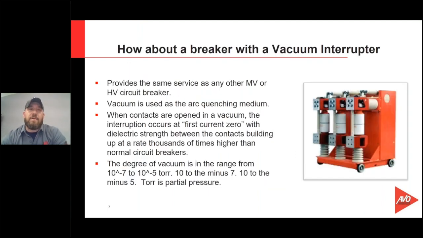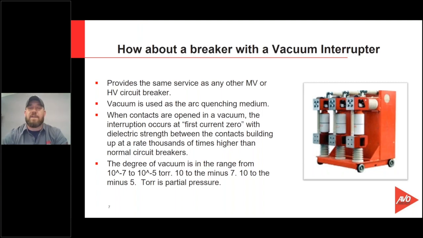How about a breaker with a vacuum interrupter? So this type of vacuum breaker, of course, let's talk about mediums first. We'll get into that in just a second, but it provides the same service as any other medium voltage or high voltage circuit breaker. The vacuum is used as the arc quenching medium. So with mediums, we've got several different styles out there. Our focus today with this webinar is going to be a vacuum interrupter, a vacuum bottle.